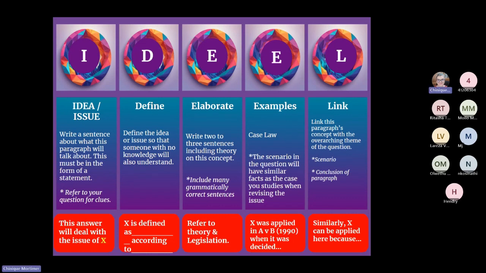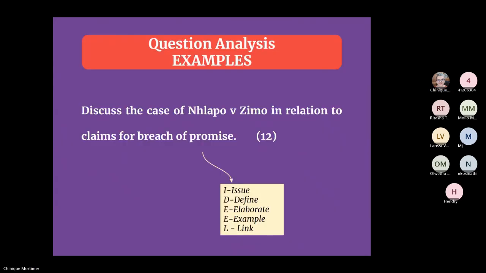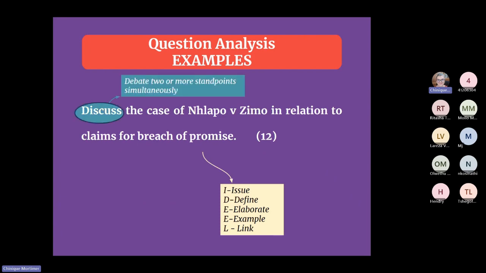All right. Okay. So the next thing we need to do is, how does this look when I get to the exam? Oh, I forgot to put in my animation there. Right. So this is a question from URI 173, and it says, discuss the case of Nhlapo versus Zemo in relation to the claims for breach of promise. So important: what does it mean to discuss? To discuss something means that you have to debate 2 or more standpoints. We're not going to do it at the same time, we're just going to put them one after the other.